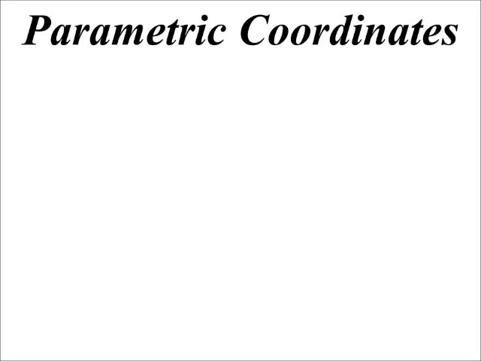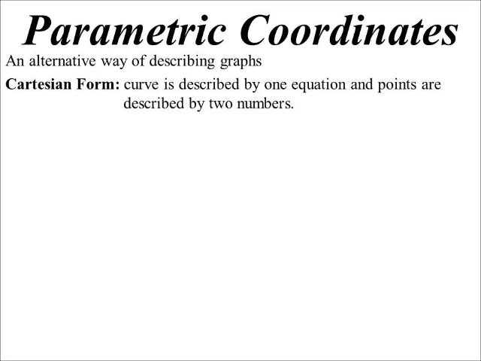Parametric coordinates. What we're used to using on our number plane are what's known as rectangular coordinates. So sometimes they're called that. Not that we need to know that. But there is an alternative way of doing it, which is coming up with what we call parametric coordinates. Now, Cartesian, which is what we're used to, is where the actual curve is described by an equation, and then the points, we have two numbers, an x value and a y value.